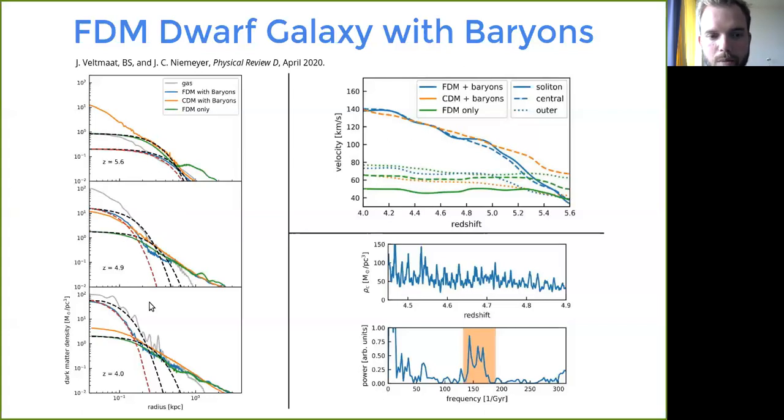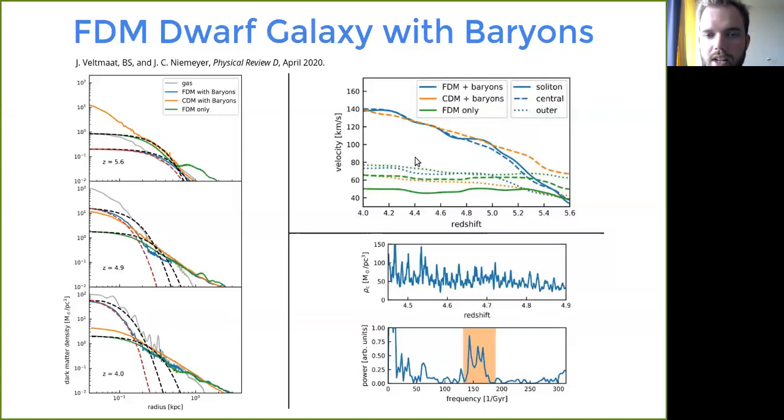And indeed, even with a lot of baryons here, you can see that the baryonic density even exceeds the cold dark matter density in the center. Even in this extreme scenario, fuzzy dark matter actually develops this ground state.